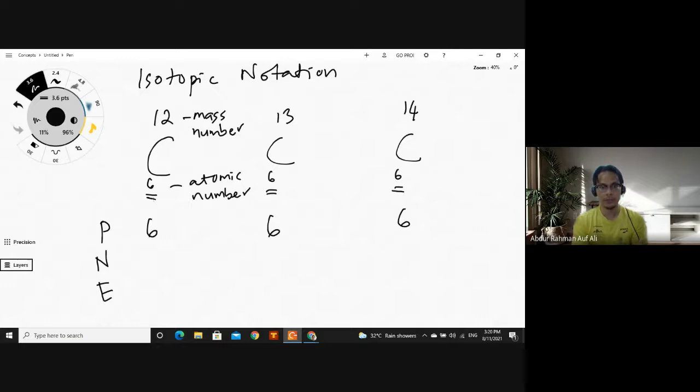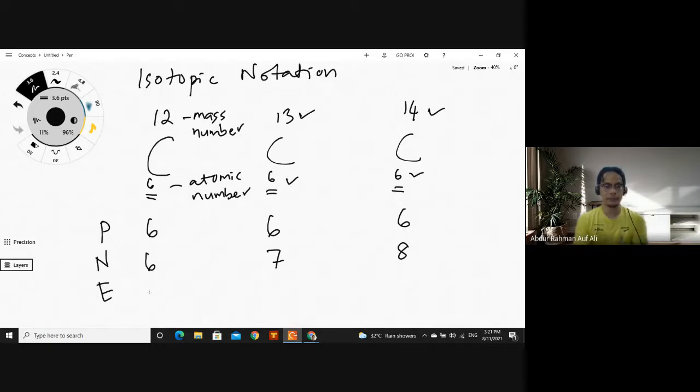So 12 tolak 6 jadi 6. So bilangan neutron untuk carbon 12 adalah 6. Untuk carbon 13, berapa bilangan neutron dia? Kamu ambil 13 tolak dengan 6, kamu akan dapat 7. Untuk carbon 14, 14 tolak dengan 6, kamu akan dapat 8.